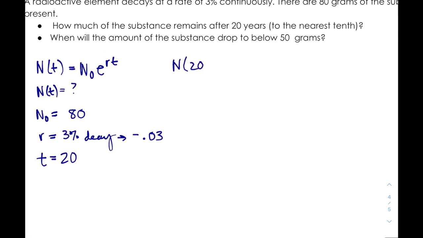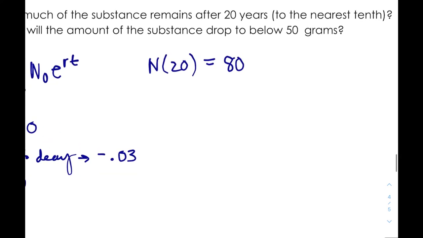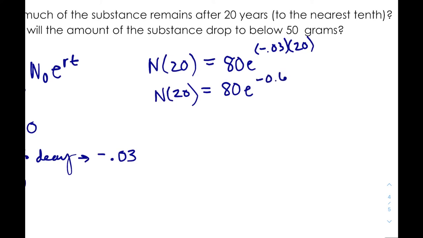I don't know how much I have after 20 years. Remember, it's a function of time. I'm starting with 80. e to the rate is negative 0.03. The time is 20 years. Okay, and this is just a calculator problem. I don't have to use any algebra skills to simplify anything or solve for anything because my unknown is already on a side by itself, right? The unknown is already isolated.